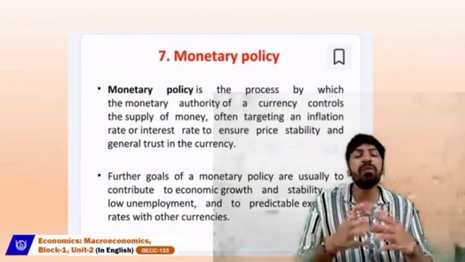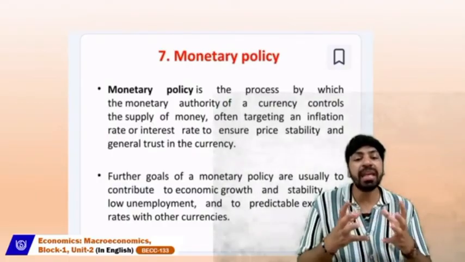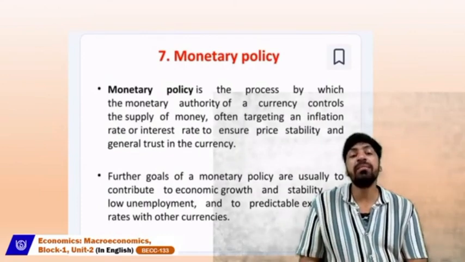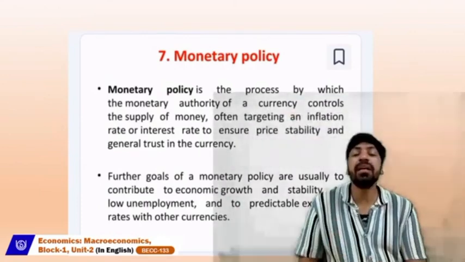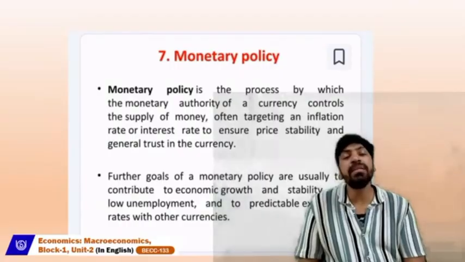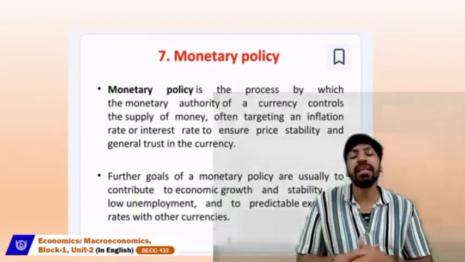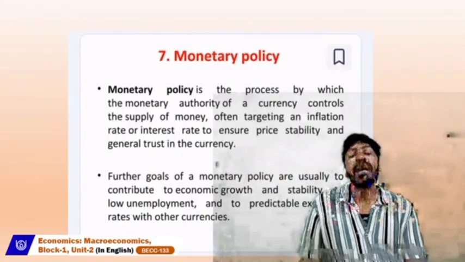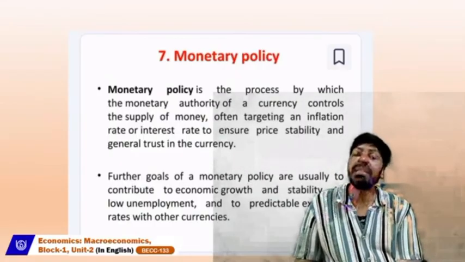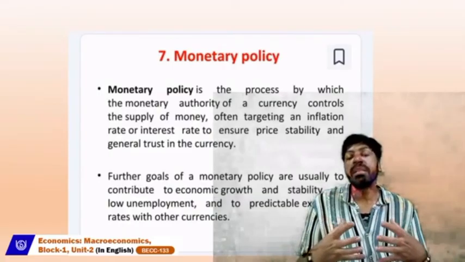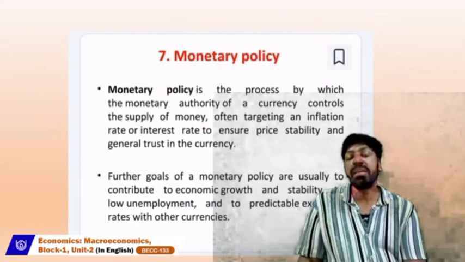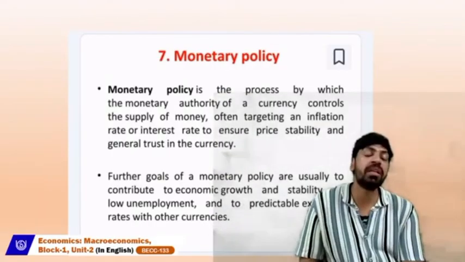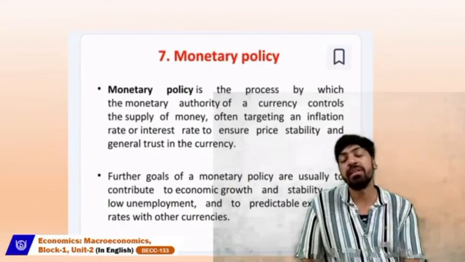And of course, it always targets an inflation rate and the interest rate, so that it creates trust in the currency among the public, so that they can engage in international trade and services where the exchange of currency takes place at an accurate interest rate, which is beneficial for the banks, as well as for the customers of the banks, and of course the public.